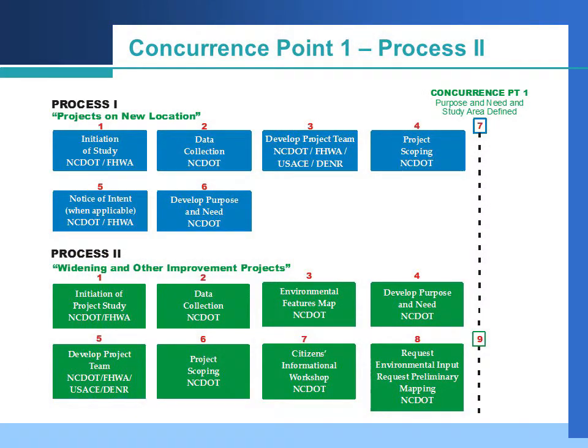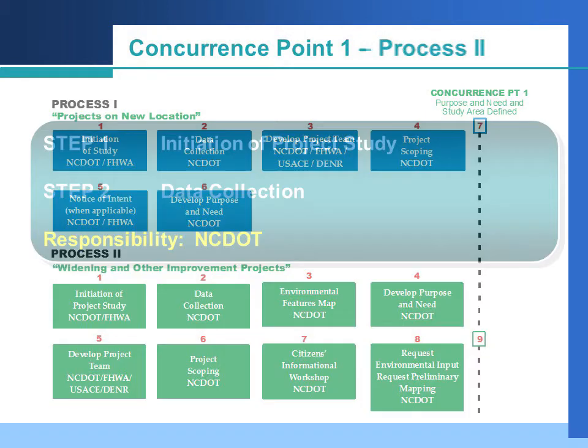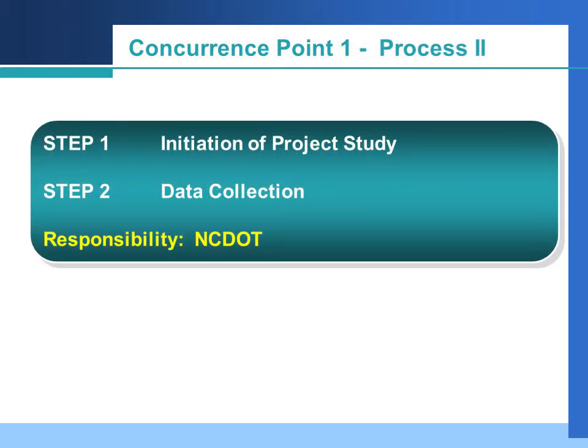Now we will discuss the steps associated with Process 2 for Concurrence Point 1. Process 2 begins with the same first two steps as Process 1. Step 1 is initiation of the project study. Step 2 is data collection. The responsibility for conducting Steps 1 and 2 is the NCDOT Project Development Engineer. From this point further, the steps leading up to the Concurrence Point 1 meeting are different from Process 1.